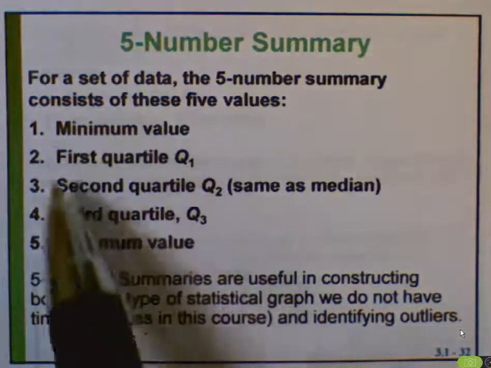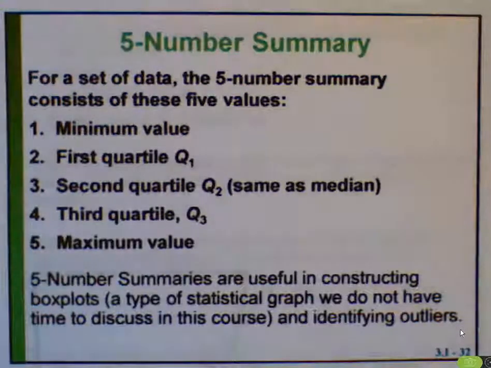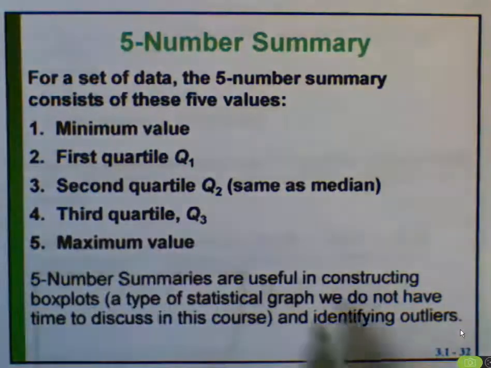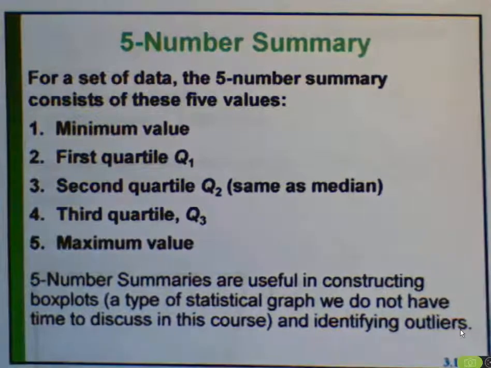It's easy to get this 5-number summary on the calculator. We use One-Var Stats, the same function that we use to find the standard deviation. 5-number summaries are useful in constructing box plots. We don't have time to construct box plots right now, but we're going to look at how you use this 5-number summary to identify outliers.